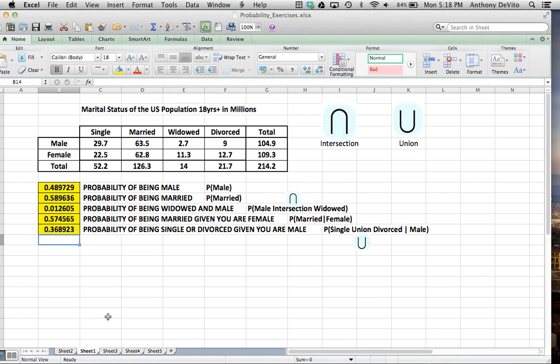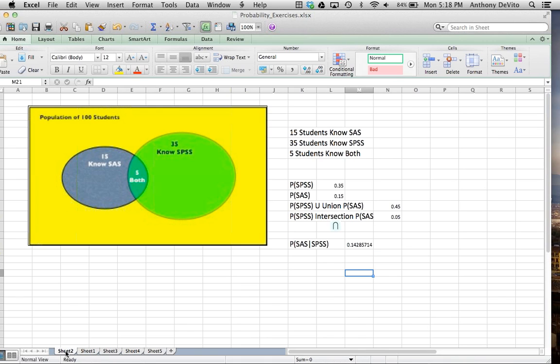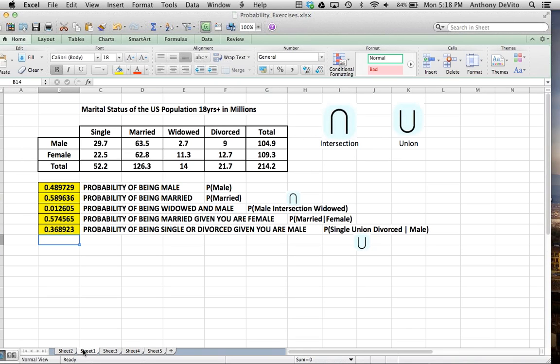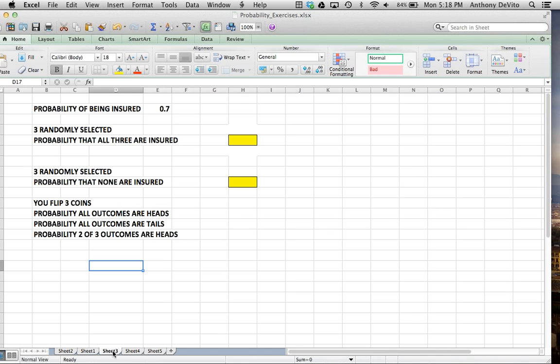It's very similar to what we did here, except here we were working with Venn diagrams. Here we were working with a table of populations. But we're really doing the same thing, and we're using the same concepts: intersection, union, and conditional probability. Okay, good. Let's move on to the next part of this.